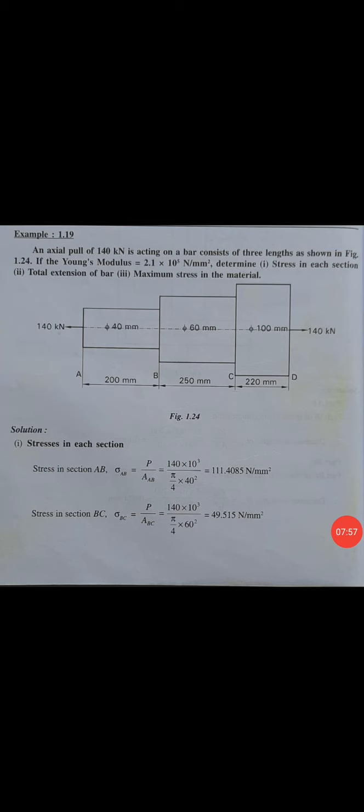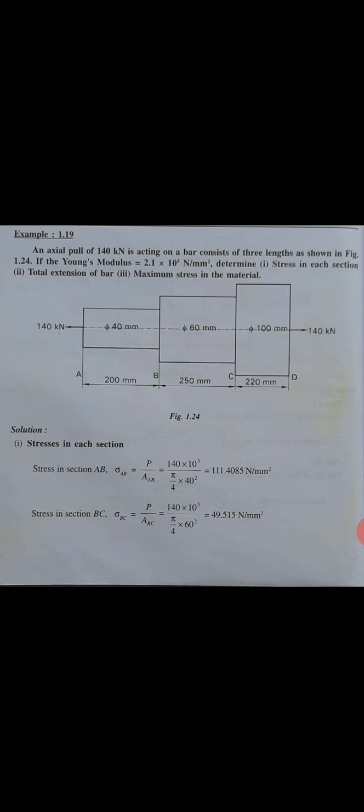So we'll take one more example with three sections. An axial load of 140 kN is being pulled down three sections. Young's modulus for all three sections is common, that is 2.1 × 10⁵. Determine stress in each section, total elongation and maximum stress in the material.